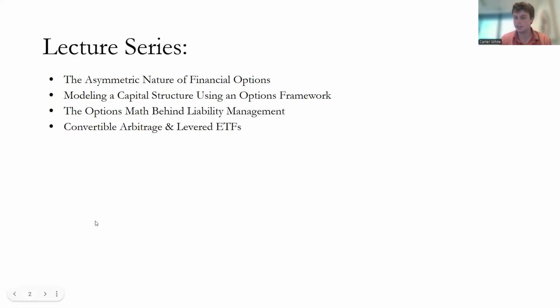This one's just going to go over the basics of options and the logic behind why they're asymmetric. And then I'm going to apply that to capital structures along with other instruments such as convertible debt and levered ETFs that have implicit options embedded in them.